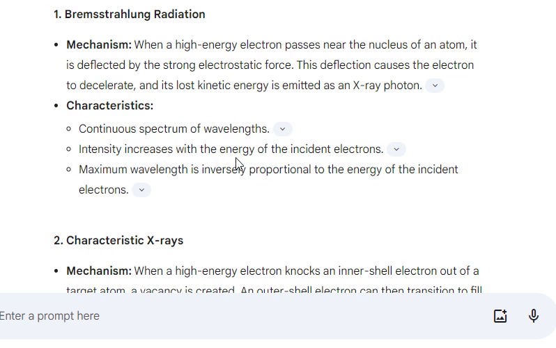Then intensity increases with the energy of the incident electron. So if more electrons are coming with a very high intensity, then the energy of the X-ray will be high. Maximum wavelength is inversely proportional to the energy of the incident electron. So the more the energy of the incident electron, the shorter the wavelength is going to be. Okay, so these are some of the characteristics of the X-rays.